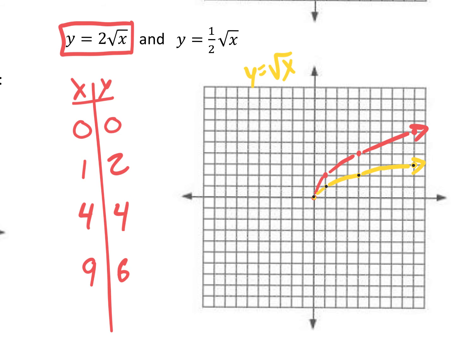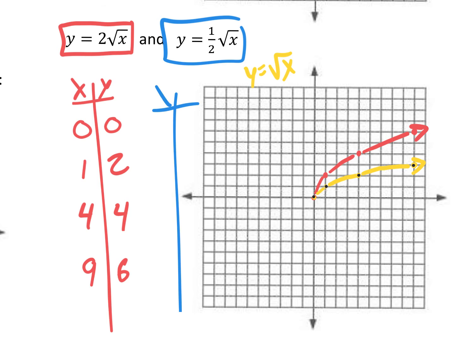What do you think is going to happen when I graph this guy right here? It's going to get compressed by 2. It's going to get divided by 2, right? It's going to get compressed by 2.